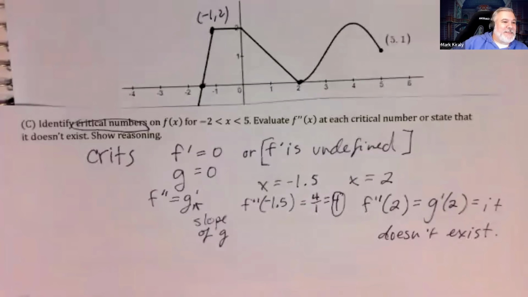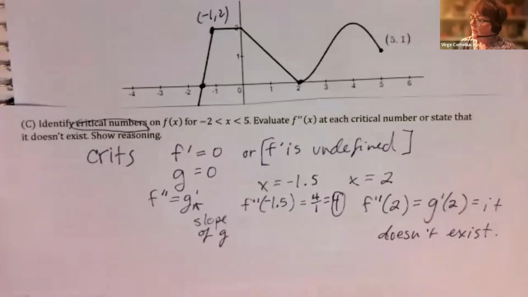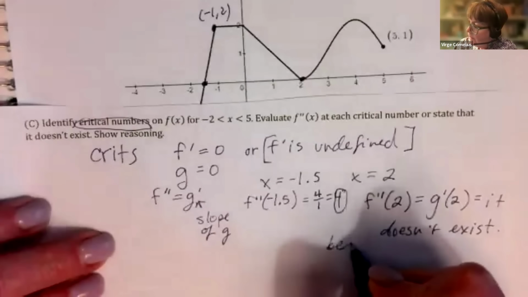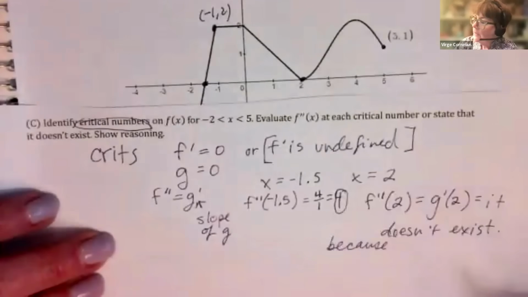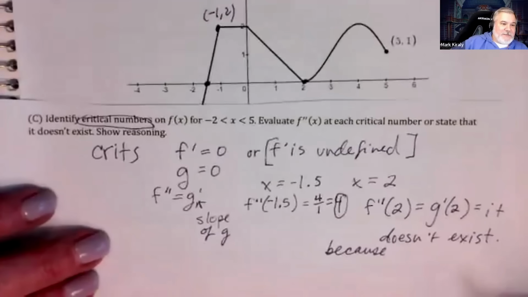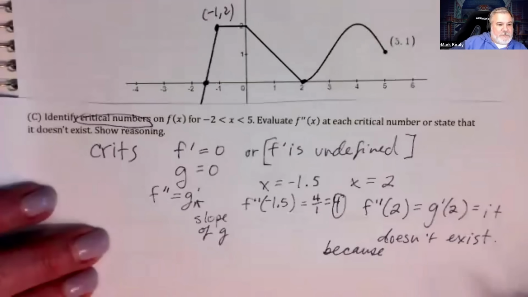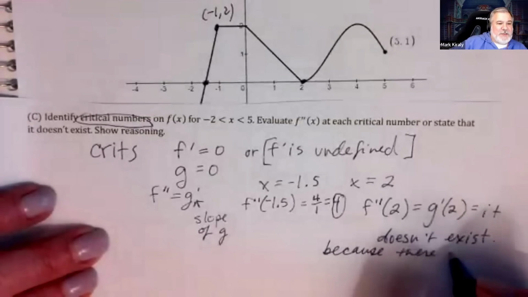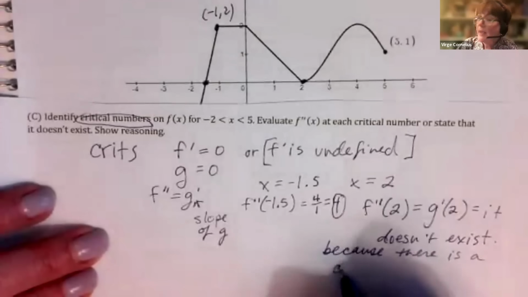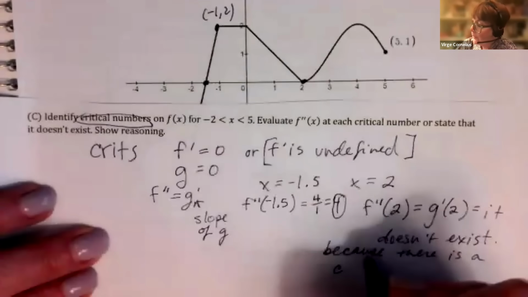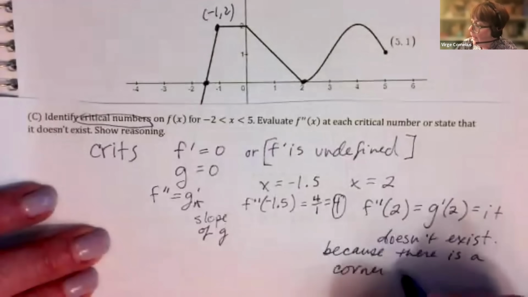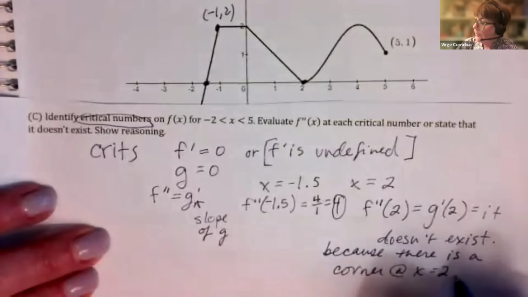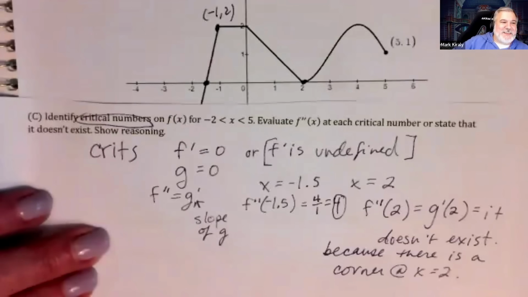Now you do have to show reasoning, so you can't just say it doesn't exist. What else do you want me to say? We don't have to justify, but we might say there is an abrupt change in slope. Would that be enough? Yeah, that'd be enough, or a corner. We could describe it as a corner, right? Okay, we'll say a corner at x equals 2, or there's an abrupt change in slope. Abrupt change is a nice way to put it.